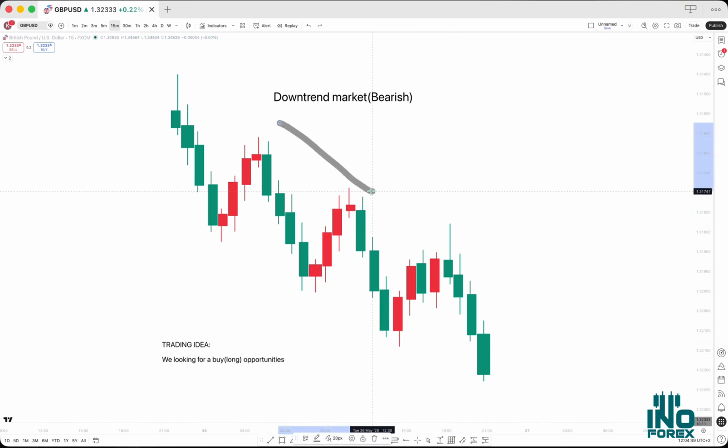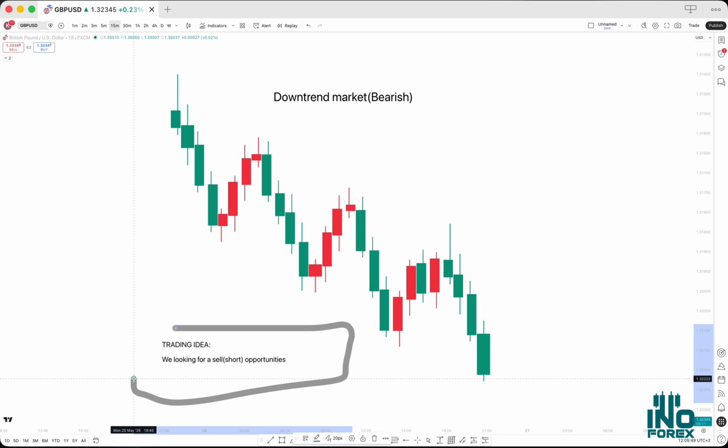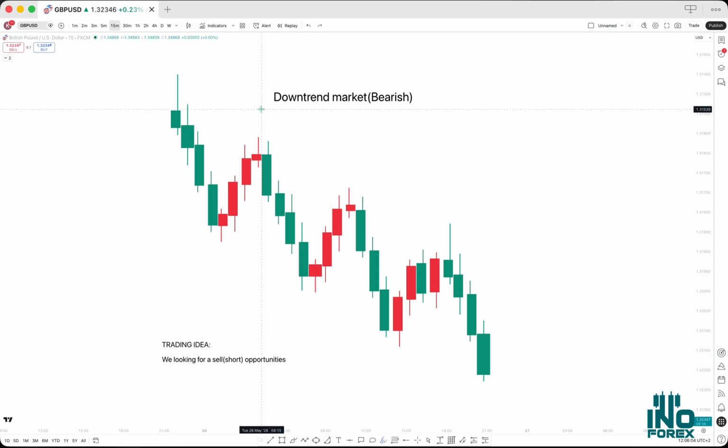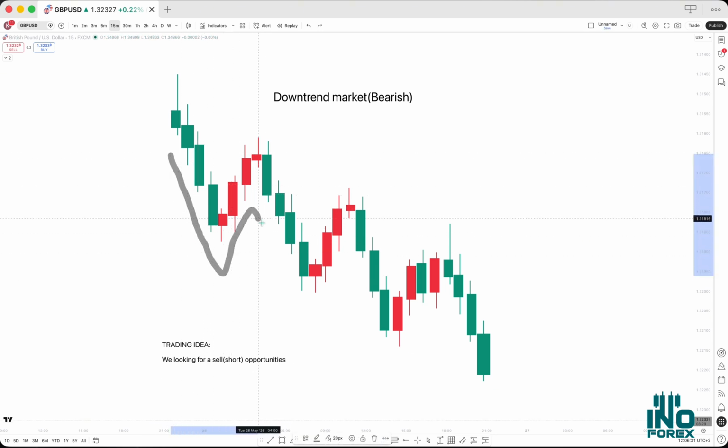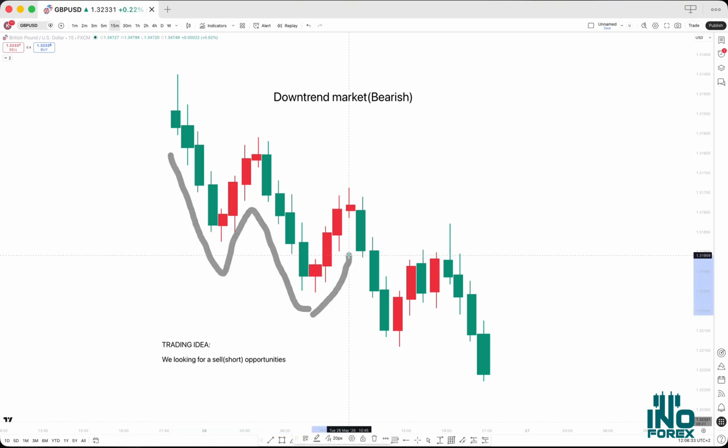When the market is bearish, it means the sellers are in control. When the market is bearish, the trading idea you need to have is that we are looking for sell opportunities, or we are looking for short. When the market is bearish, we sell, because as I told you, the sellers are in control. So when the market is bearish, this move is called an impulsive move. When the market makes a pullback, this move is called a corrective move.